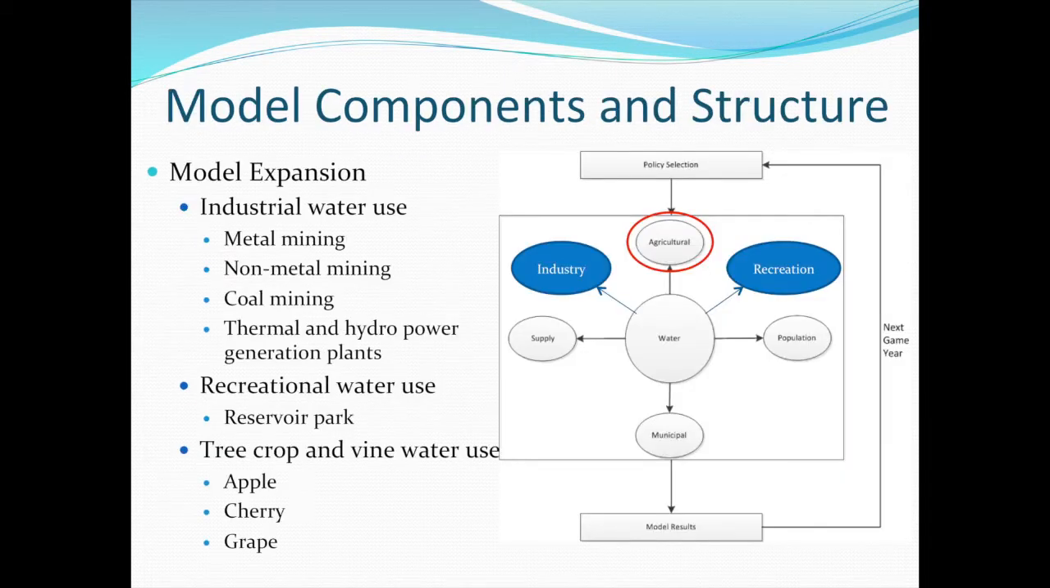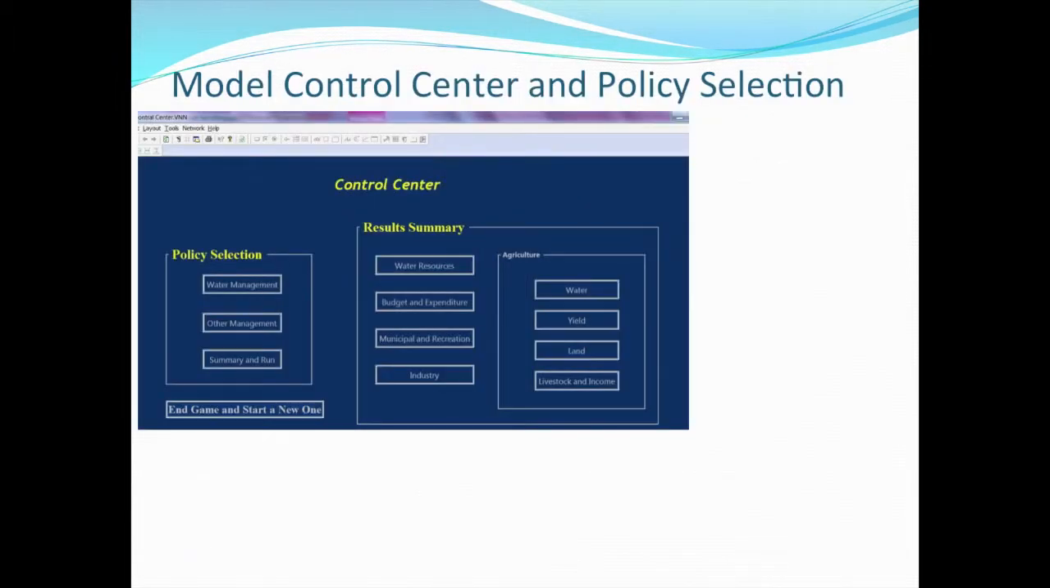So in this new version, we just add the industry part, 3 types of mines, thermal and hydropower generation plants there, recreation. There is a reservoir park in the model. We also add 2 kinds of tree crops and vineyards in the agriculture part. So this is basically what the new version of the model looks like.